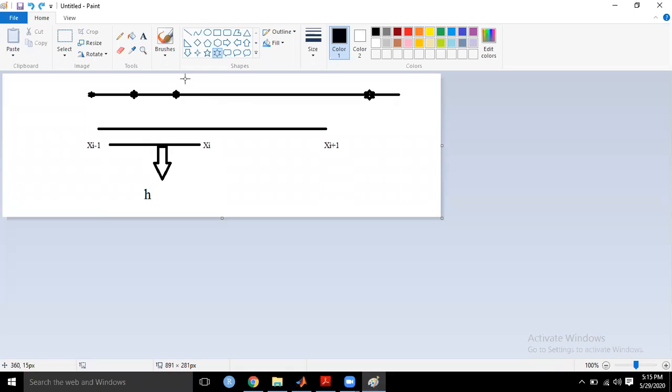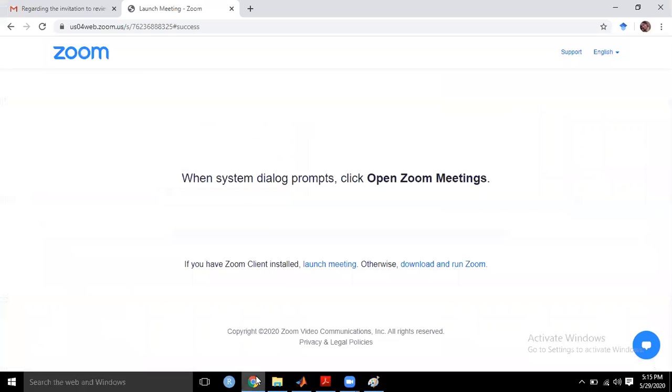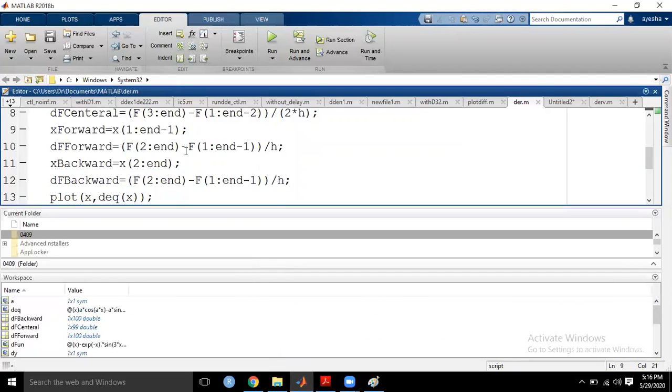For example, I will find f dash of x2, I will find f dash of x1, I will find f dash, and so on. So I want to write a generic formula. So I have now written here functional value at 2 minus functional value at 1 divided by that. Then functional value at x3 minus functional value at x2 divided by it.